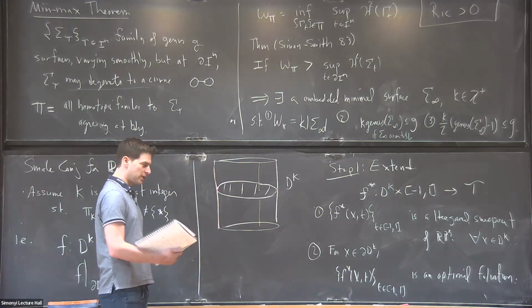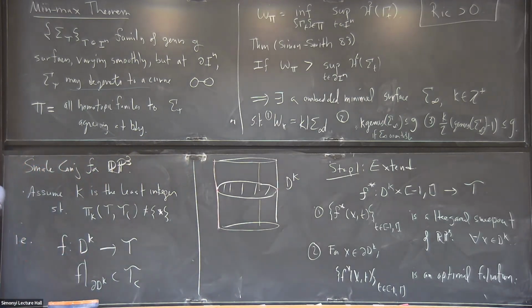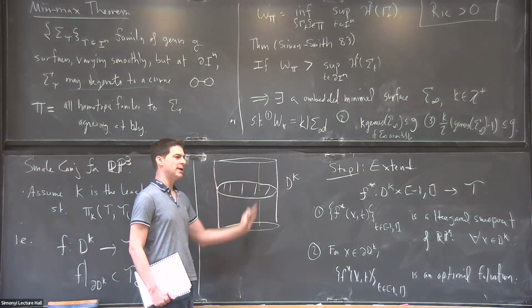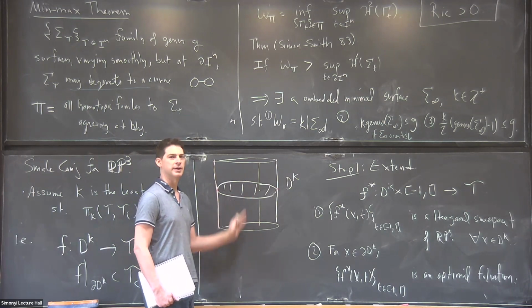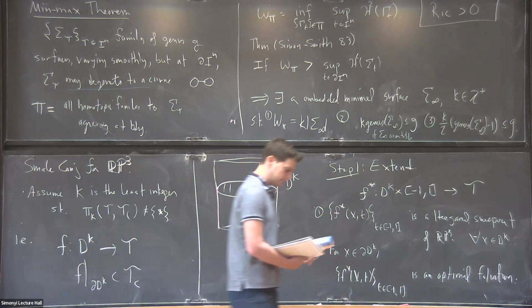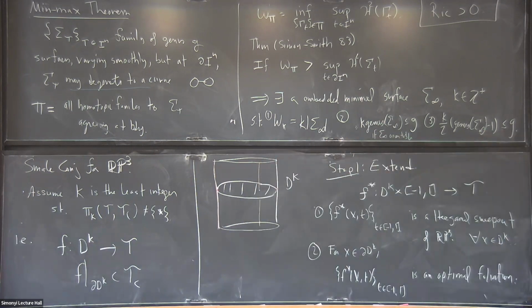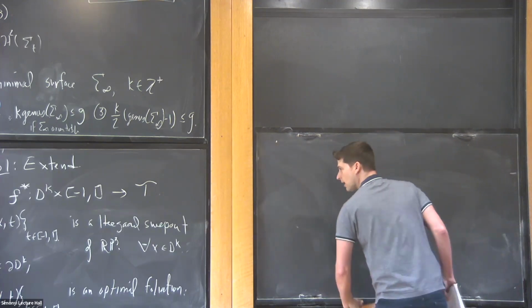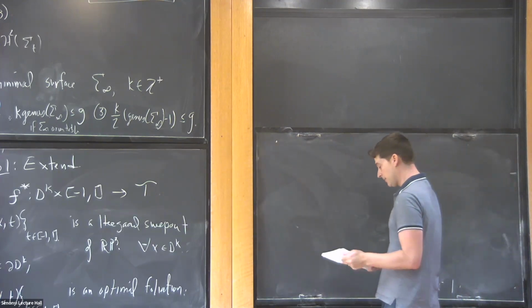And so for those who are old enough to remember the Willmore conjecture, probably only a few, but if you remember, they had these conformal parameters and they had to add an extra parameter in order to make the argument work. And that's sort of what we're doing here. We need to add this Haggard parameter to get something non-trivial. So that's the first step, make this extension.